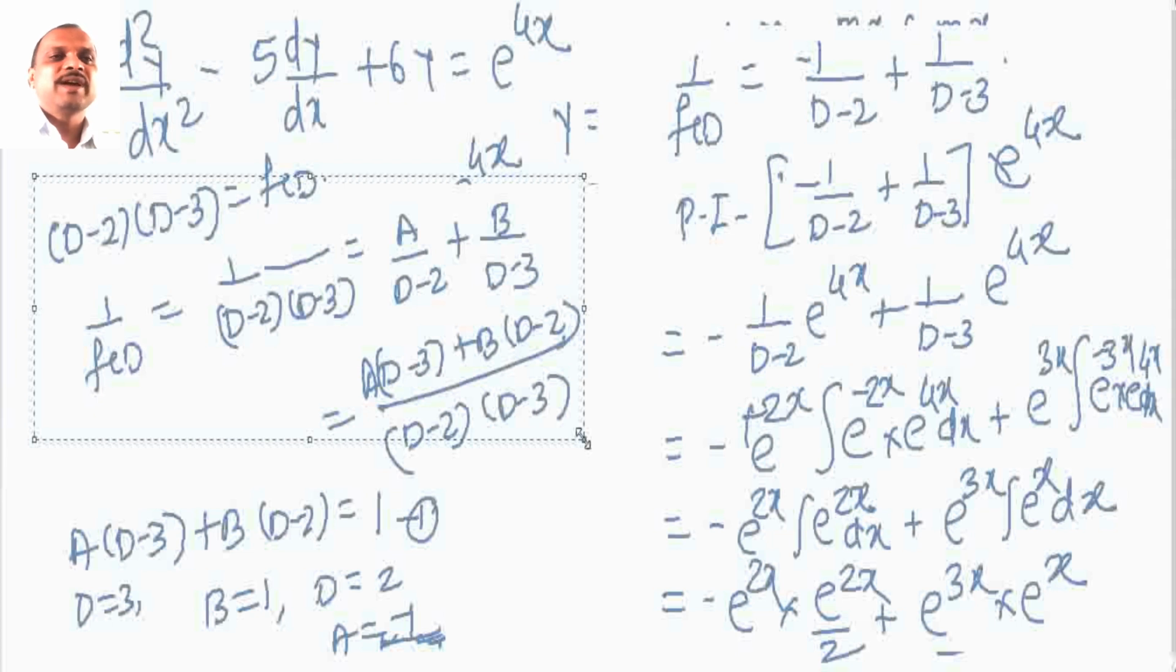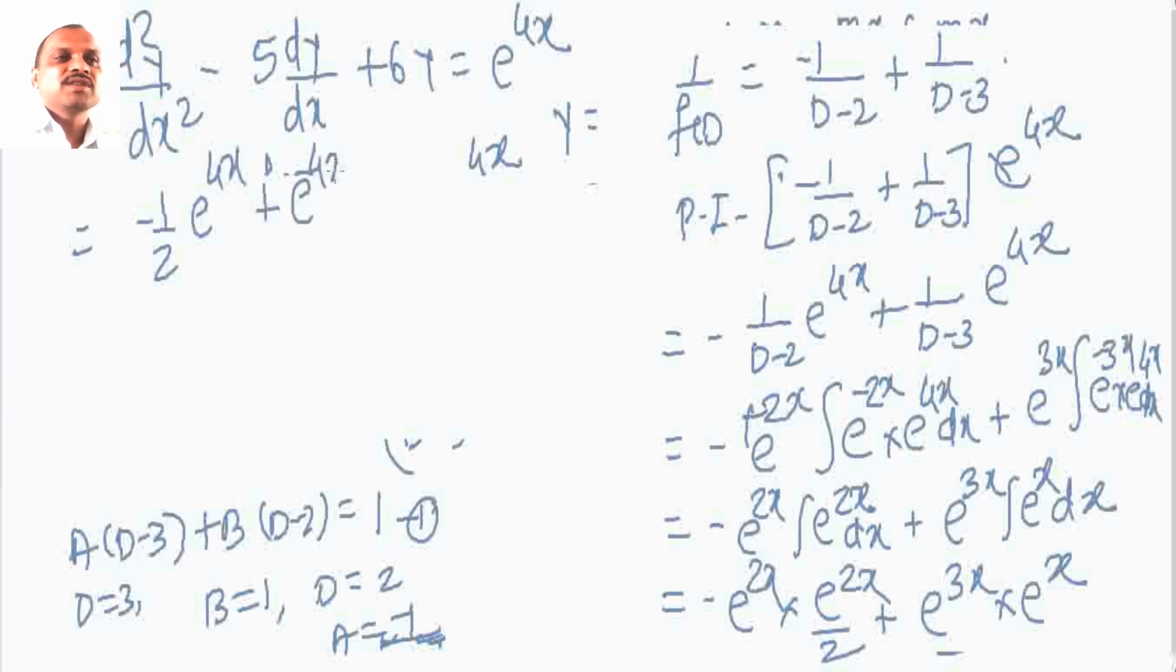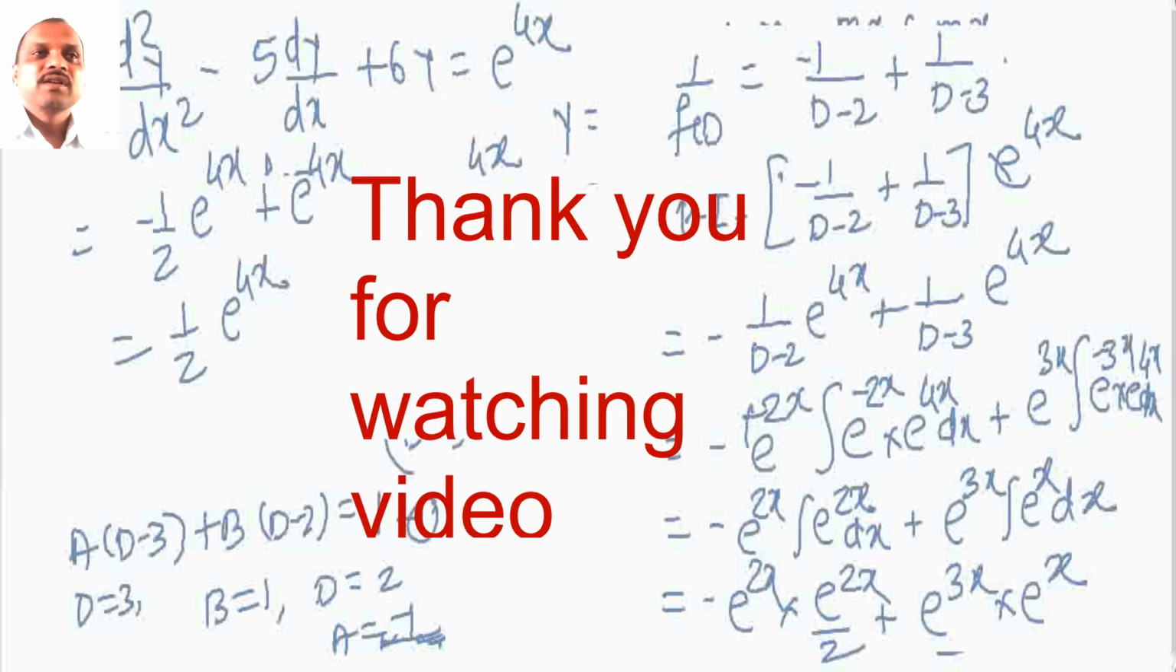Now let us put this value here. What we get is minus 1 by 2 e raised to 4x plus e raised to 4x, and this will be 1 by 2 e raised to 4x. Okay, so by using these two methods we can find the particular integral.